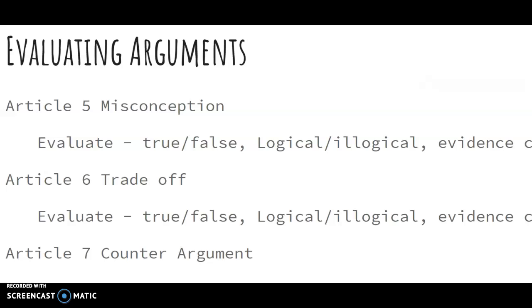Finally, evaluating arguments. And here, again, you can do a misconception, a trade-off, or a counter argument. You can do any of them. You can do all of them. But you have to do at least one in order to evaluate your argument. You have to say, well, this is the misconception. This is why it's true or false. This is why it's logical or not logical. And you should cite some evidence. You shouldn't just say, I think. You should use articles for this. And you can do any of the three of them.